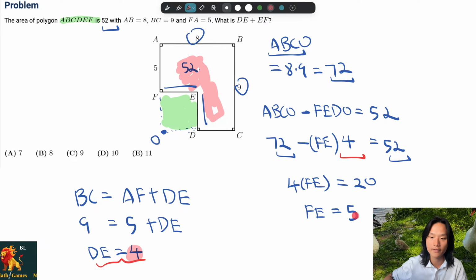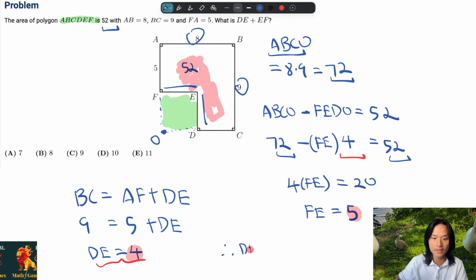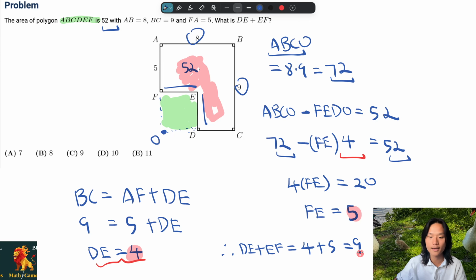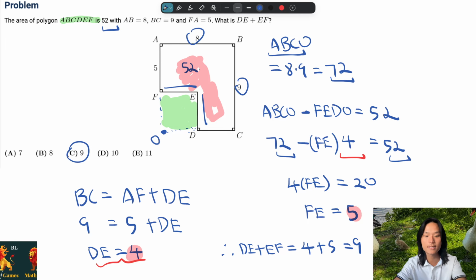So now we have 4 and 5. Therefore, the combined length of DE plus EF is 4 plus 5, and that is 9. So the answer is C.